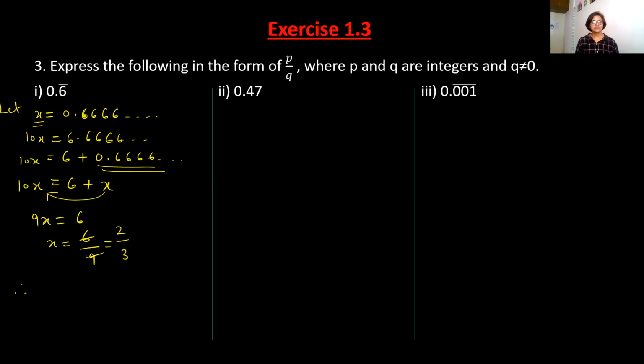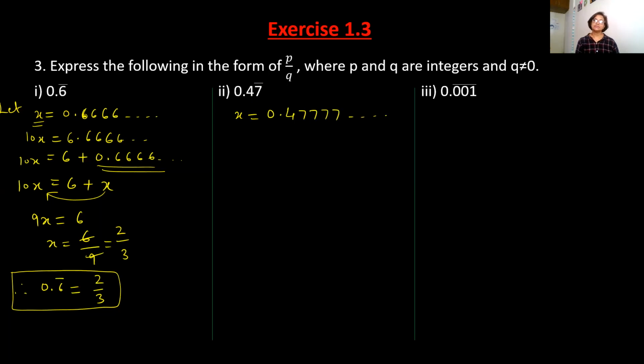Therefore, 0.6 bar, what will be the rational form in the form of P upon Q? It will be 2 upon 3. This will be the answer. Here, this bar is only above 7. So that means 7 is repeating, right? So if you are letting x equals to 4.7777 and so on.